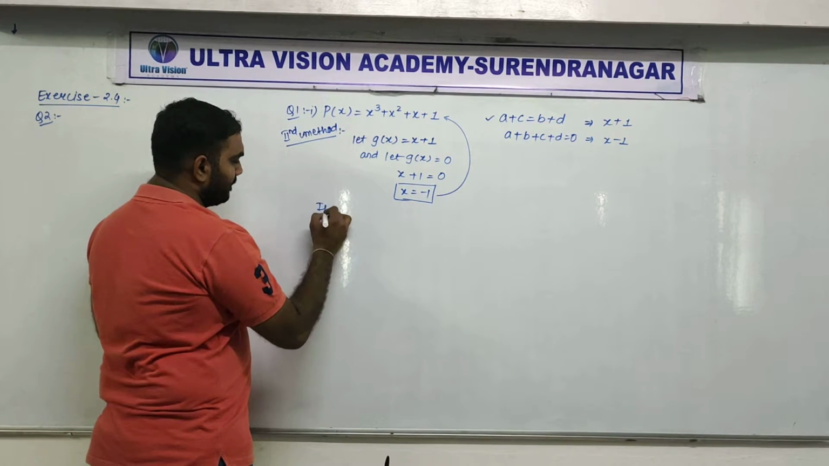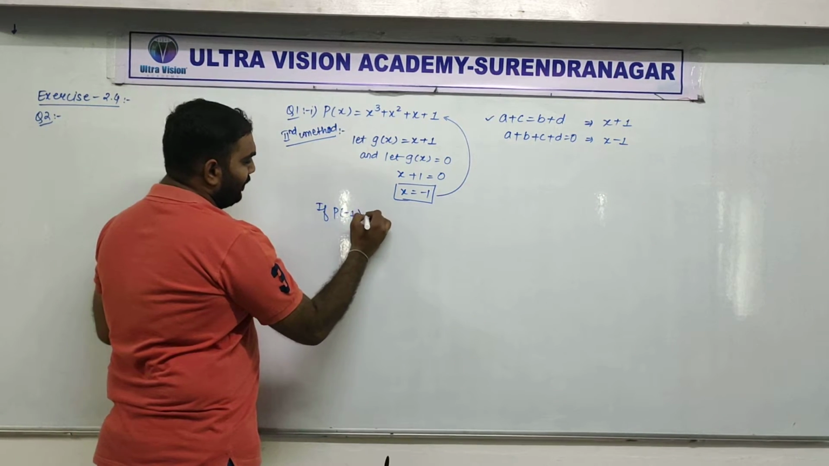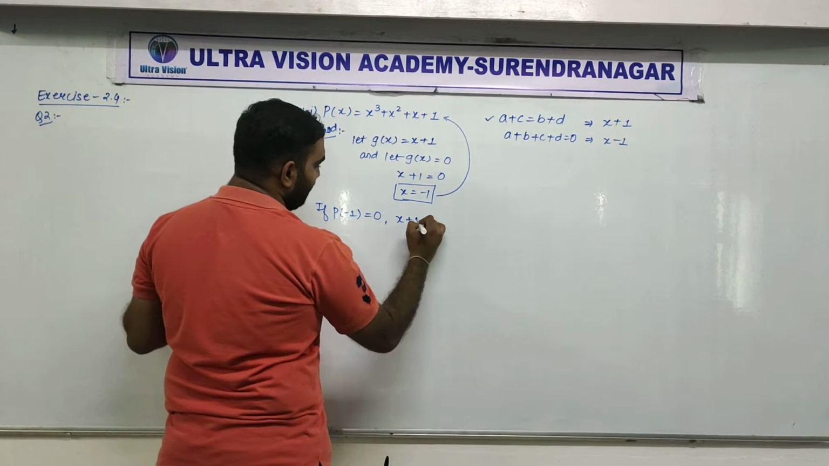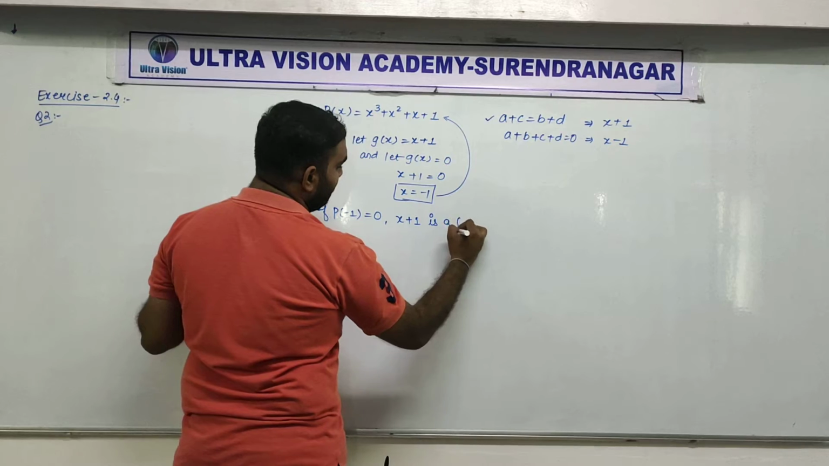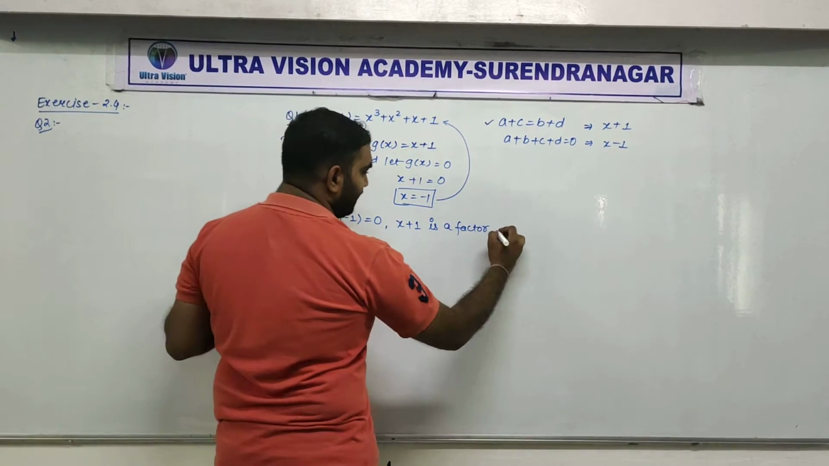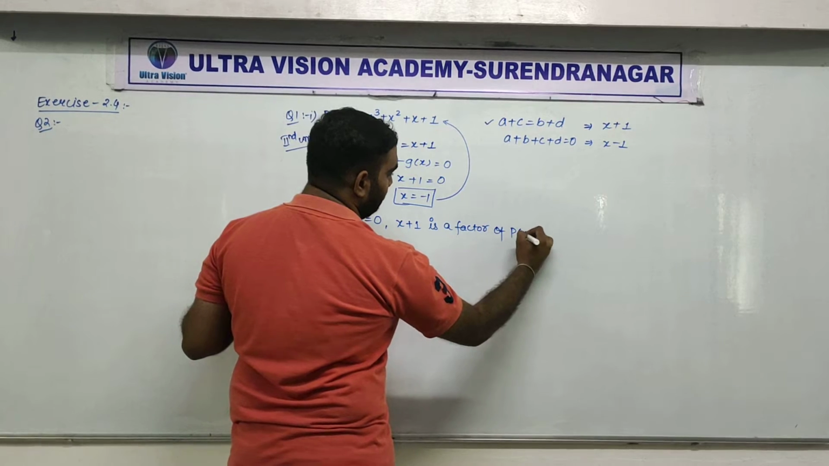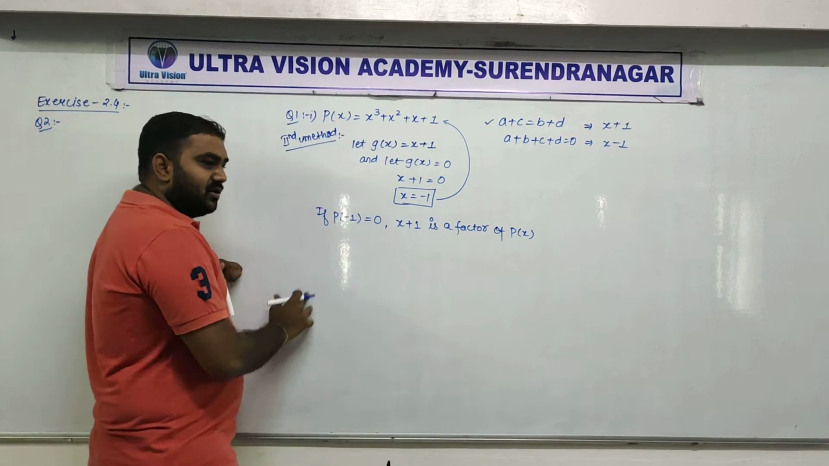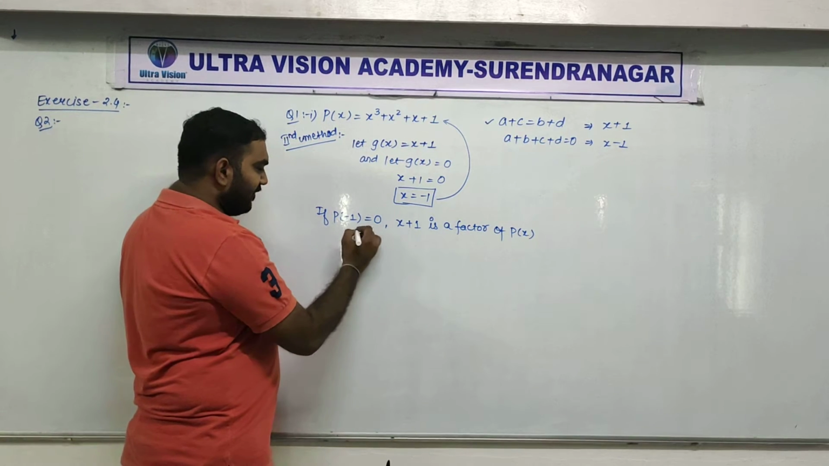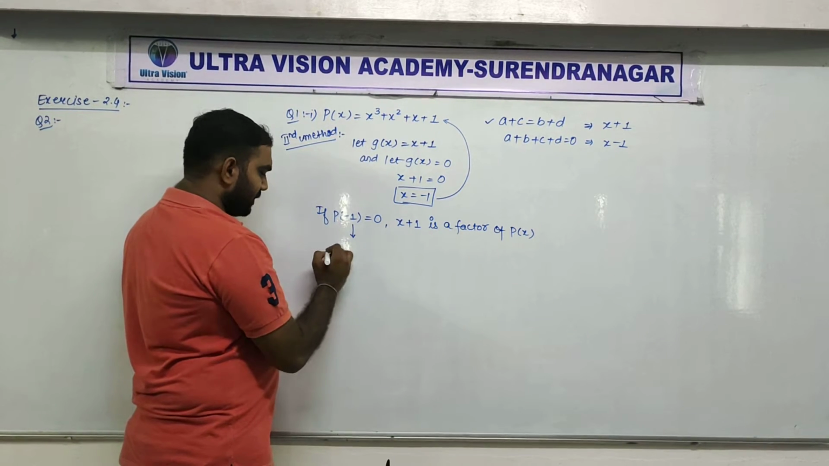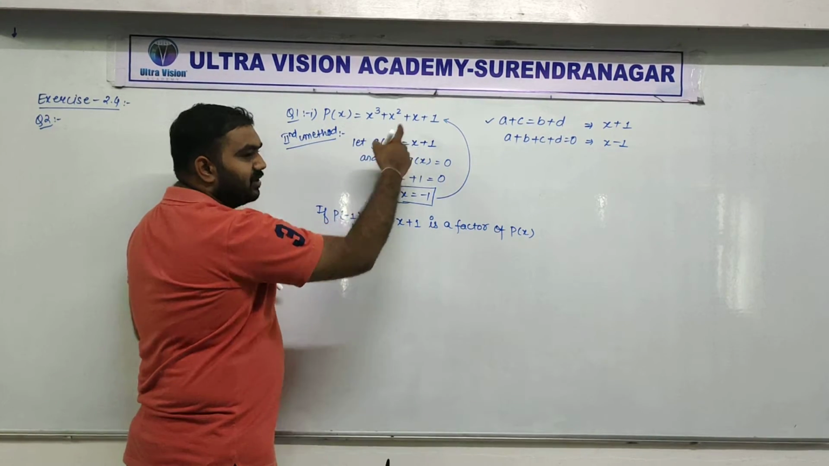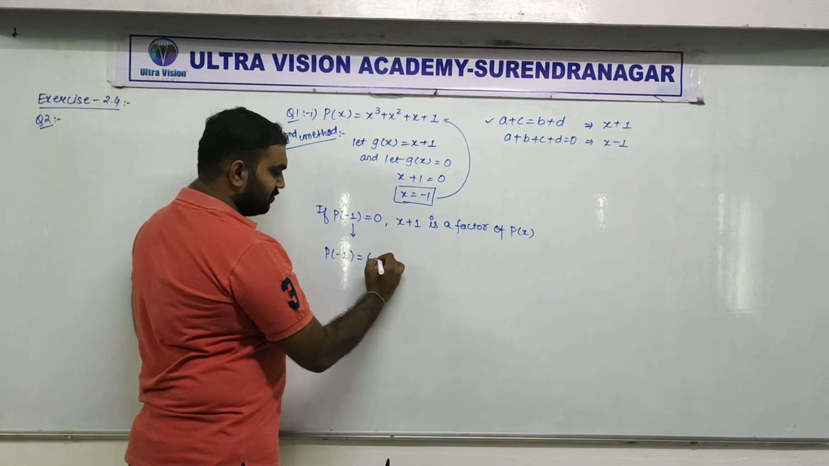If p of -1 is equal to 0, then x plus 1 is a factor of p of x. This is the factor theorem: if p of -1 is 0, then x plus 1 is a factor. Now what will we find from here? p of -1: replace x with -1.